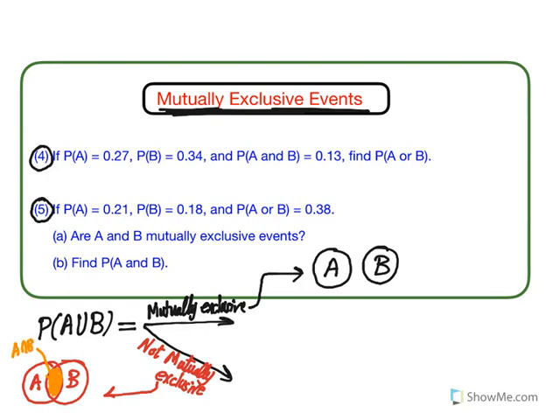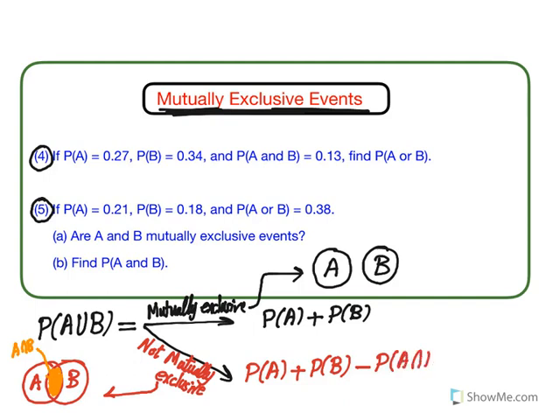Okay? And so the rule says that if you already know that they are mutually exclusive, the probability of A or B is the probability of A plus the probability of B. Very simple rule. If they are not mutually exclusive, then it will be almost the same. It's the probability of A plus probability of B, but you have to subtract probability of A and B because you will be counting it twice.